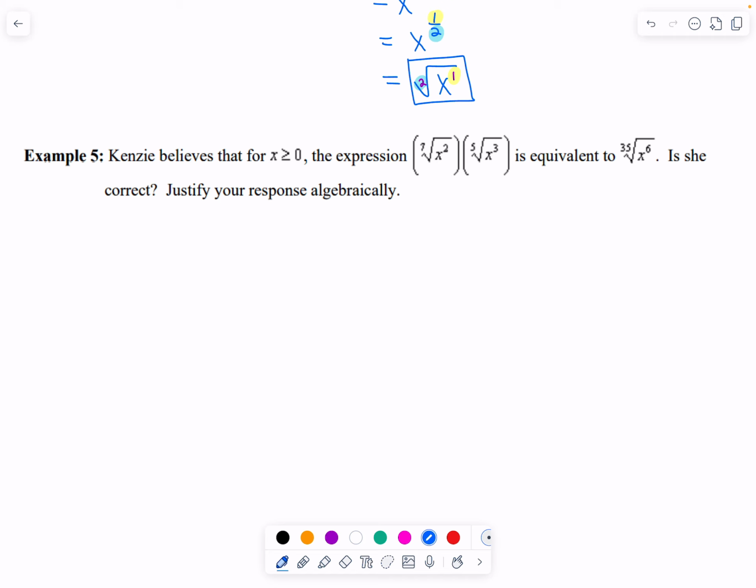Okay, so Kenzie believes that for x being a value greater than or equal to 0, the expression the 7th root of x squared times the 5th root of x to the 3rd would be equivalent to the 35th root of x to the 6th. We're trying to determine if she's correct, and we have to justify algebraically. So we have to use properties of exponents to see if this makes sense.